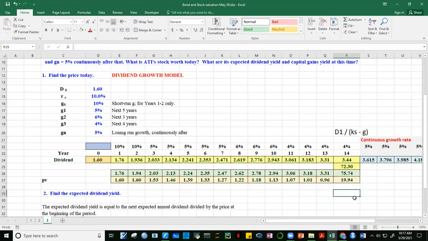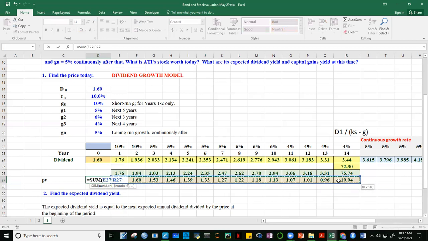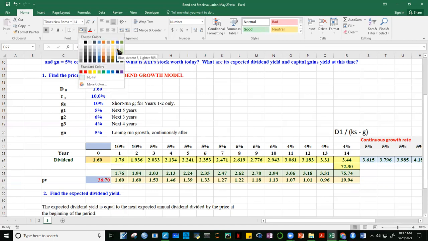Okay, so what have we done? We have converted these into present values. Therefore, we can now add the sum of the present values. So the price of this stock is 36.7.